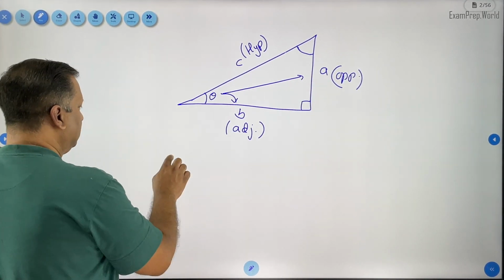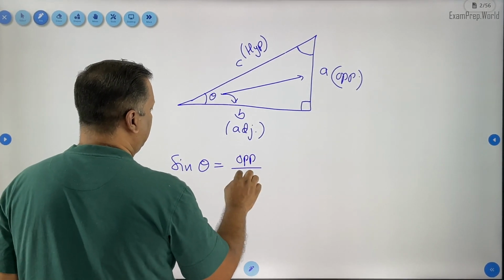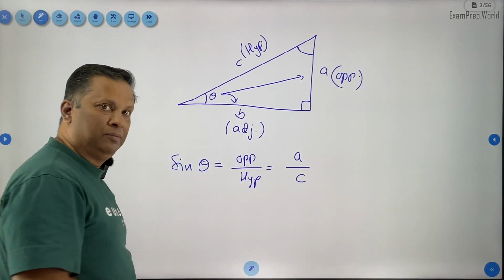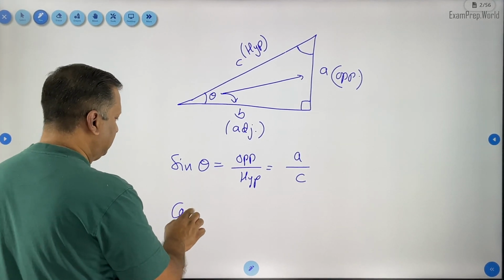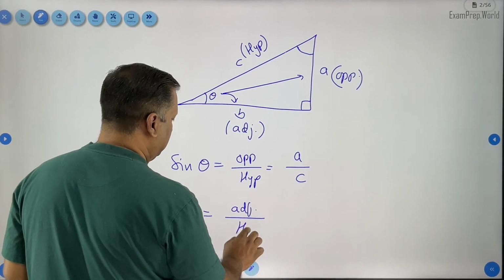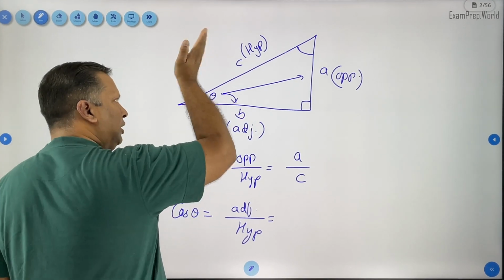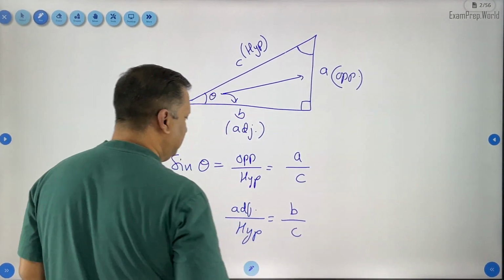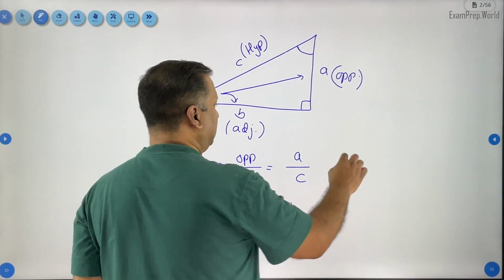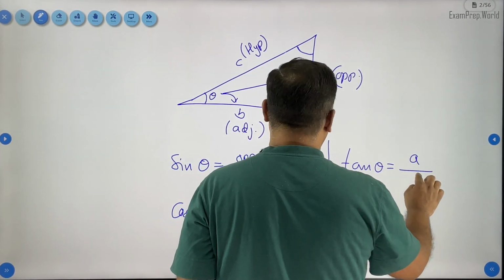So what are our three ratios? Sine theta is equals to opposite over hypotenuse. In this particular triangle it will become A over C, right? And cos theta is adjacent over hypotenuse. In this triangle it will become B over C, adjacent over hypotenuse, B over C. And the third ratio is opposite over adjacent. The third one is tan theta equals to A over B.